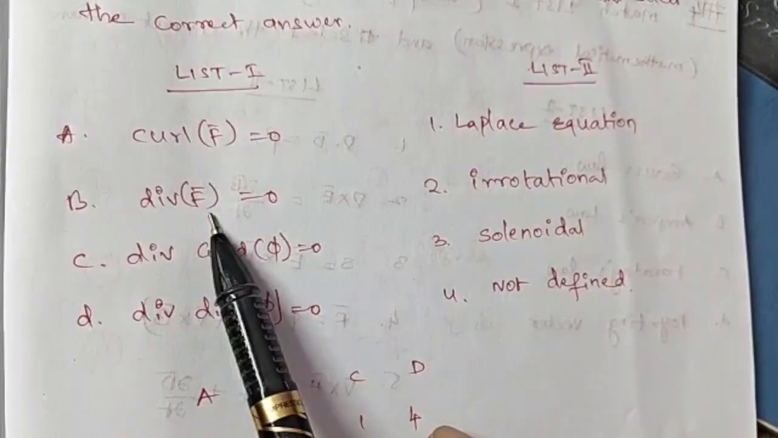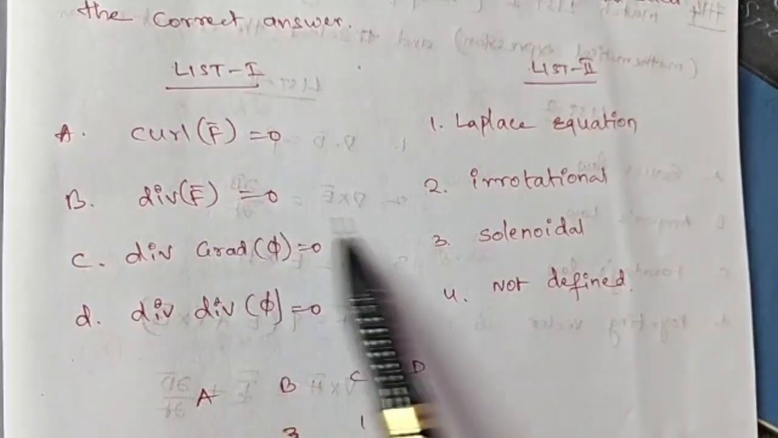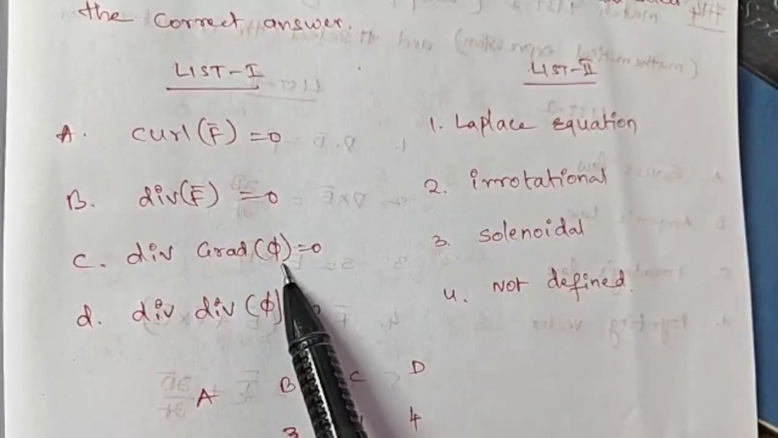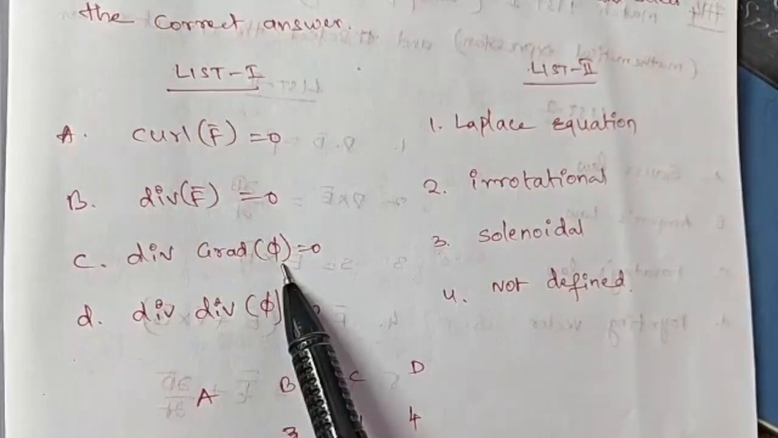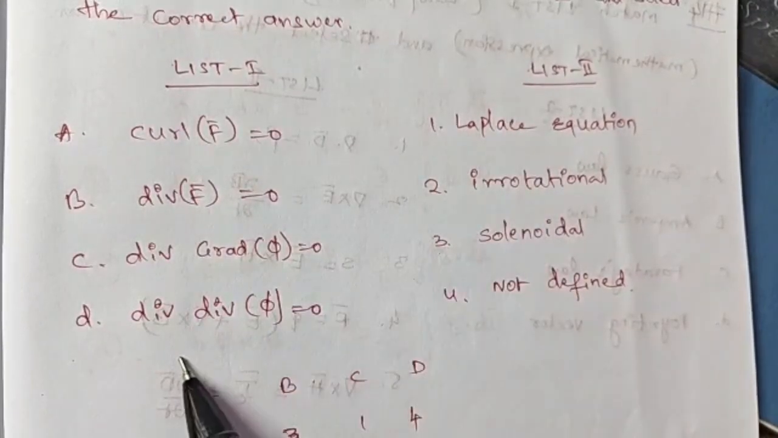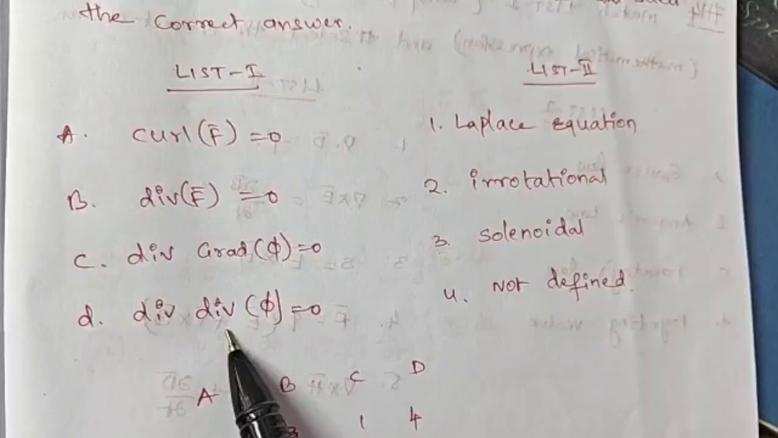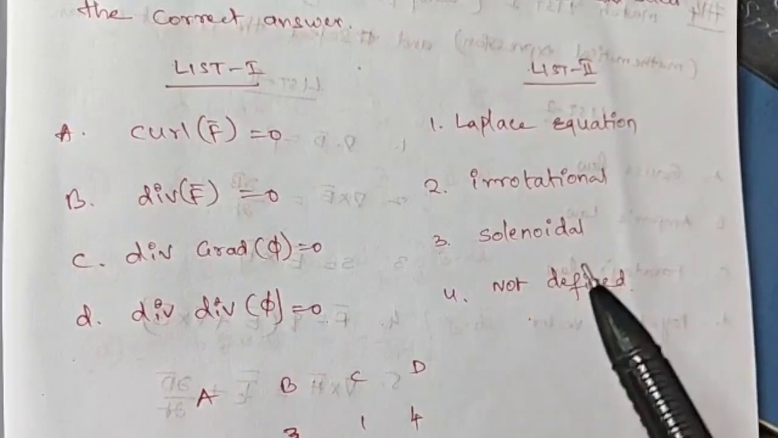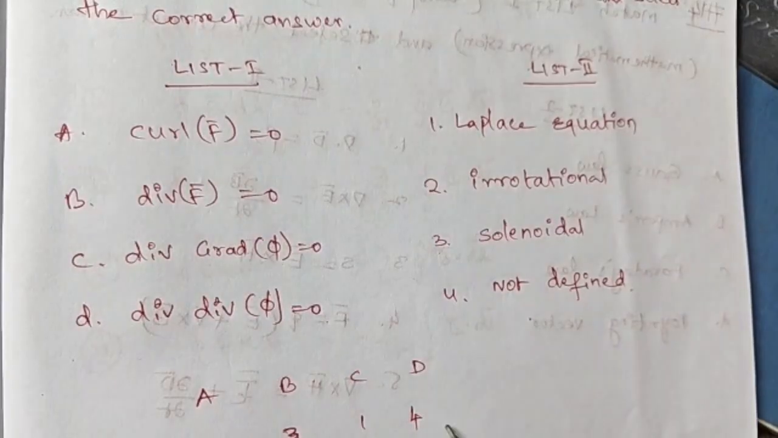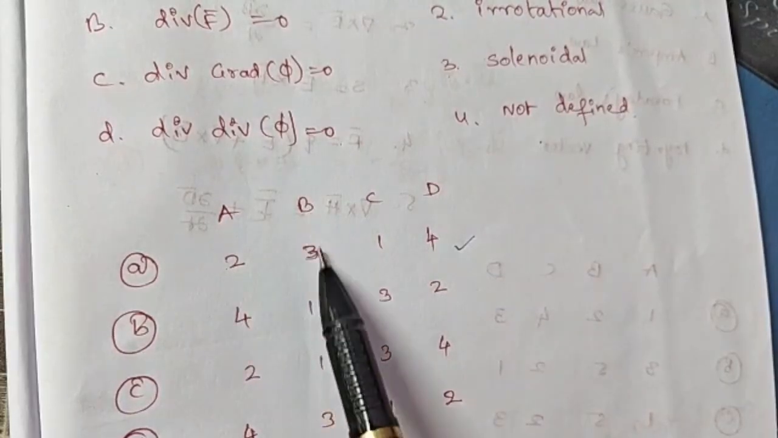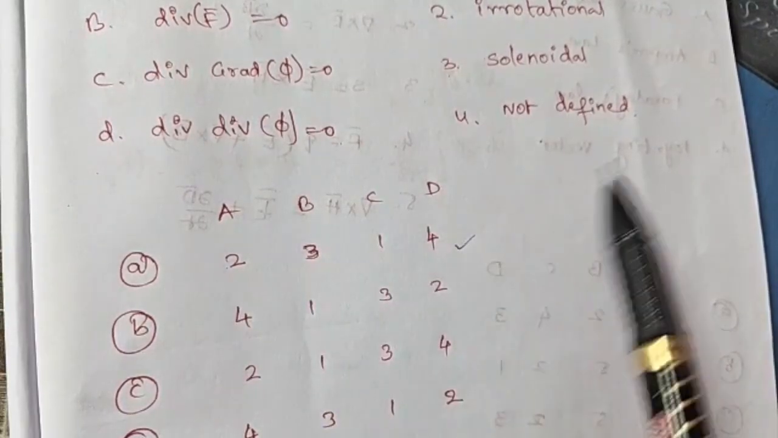Divergence of a vector field is 0, which is solenoidal. Right, so B is 3. And divergence of gradient of a scalar field is 0, which is Laplacian equation. And the fourth one is divergence of a scalar field is 0, which is not defined. Right, so by seeing this, option A will be the correct answer. If you see the options, A is 2, B is 3, C is 1, D is 4.